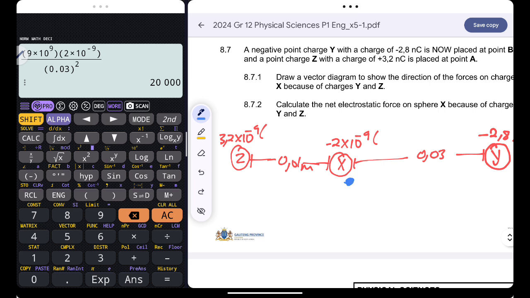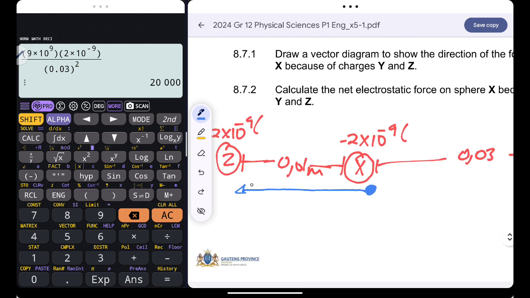Okay, but my main focus, guys, is on charge X. Are you together? I want to know how is charge X going to behave as a result of charge Z. Charge X will be pulled towards the left by charge Z. Are you together? So this is the electrostatic force between charges X and Z.